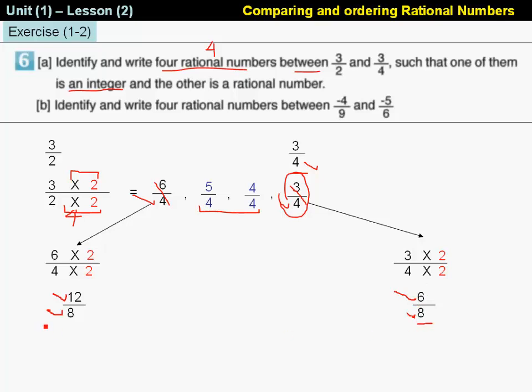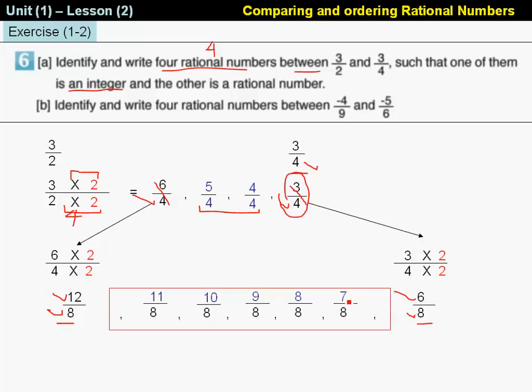We have the same denominator, so between 6 and 12 we have 7, 8, 9, 10, 11. 1, 2, 3, 4, 5 rational numbers between these two rational numbers. He asked for only 4. But be careful, there is a condition here which says that one of them is an integer. Where is the integer number here? We have 8 over 8 is 1.